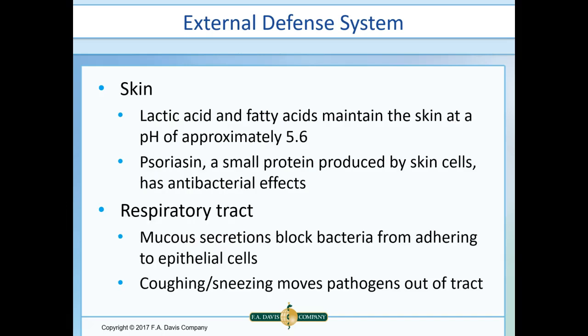Some other things that the skin has is a lactic acid and fatty acids that maintain the skin at a pH of 5.6. That is sort of a pH that bacteria don't like. They usually like a pH that's a little bit higher than that, maybe 7, somewhere in there. We also have psoriasin, which is a small protein produced by skin cells that has antibacterial effects. In the respiratory tract, mucus secretions block bacteria from adhering to epithelial cells. Coughing and sneezing moves the pathogens out of the tract as well.